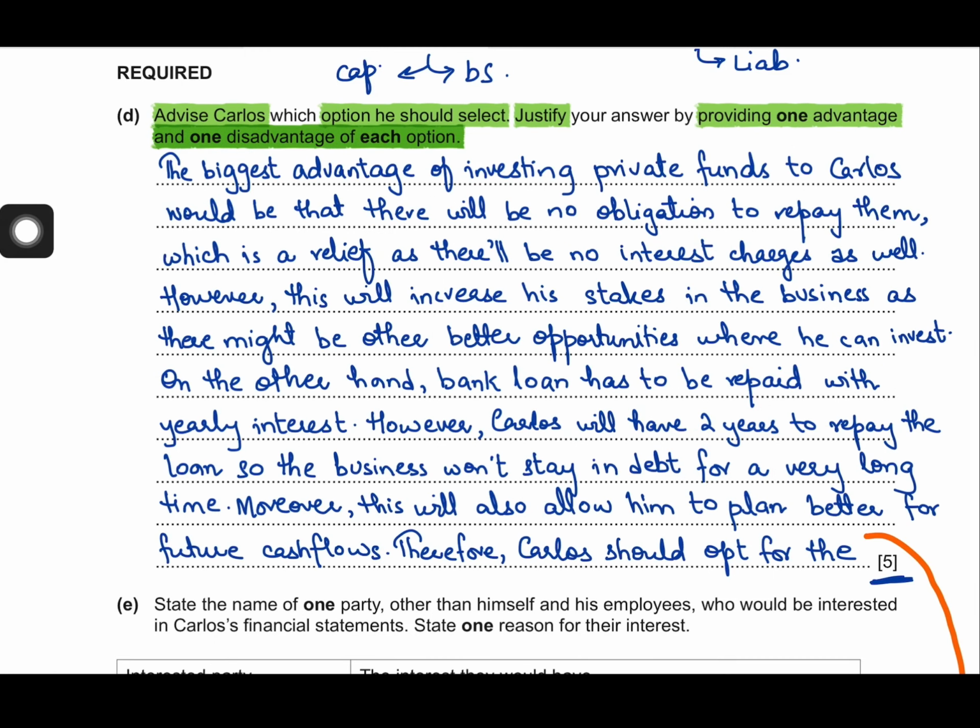So we can start with that the biggest advantage of investing private funds for Carlos would be that there will be no obligation to repay them at a later date, which is a relief as there will be no interest charges as well.